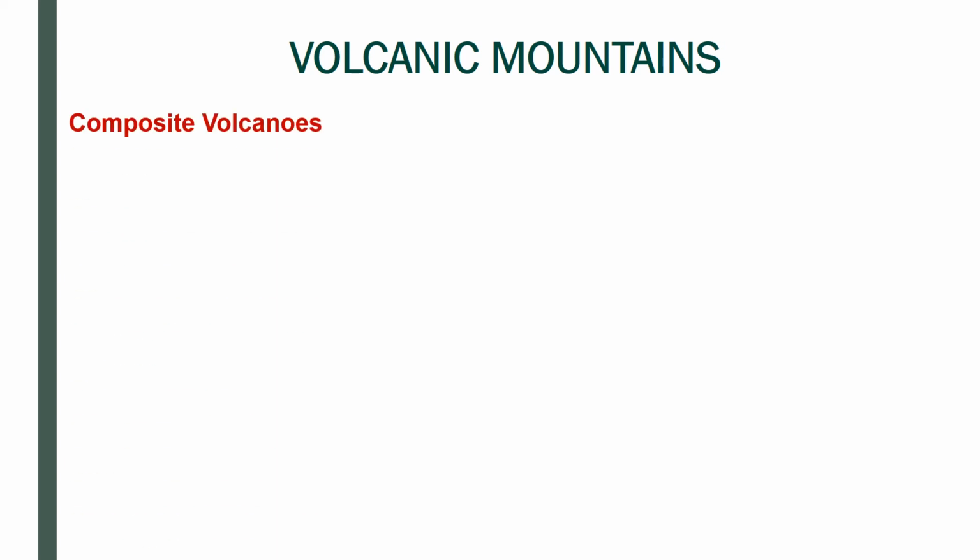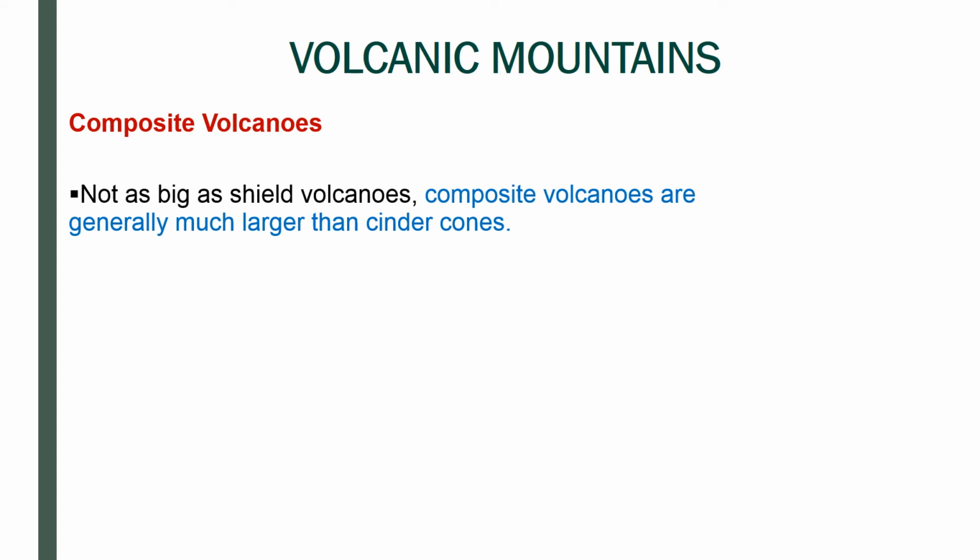Okay, the last type, the third type, is composite volcanoes. Still, we know about this type of volcano, as they are not as big in area as a shield volcano. They are huge but not large in area. Composite volcanoes are generally much larger than the cinder cones. So what type is the smallest type here? The cinder cones. Good. And the largest type in area is a shield volcano, and the huge one is a composite volcano.